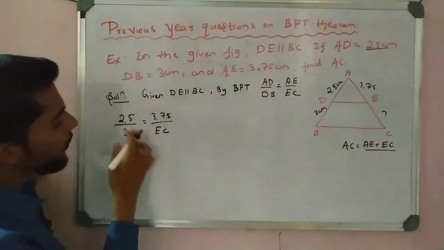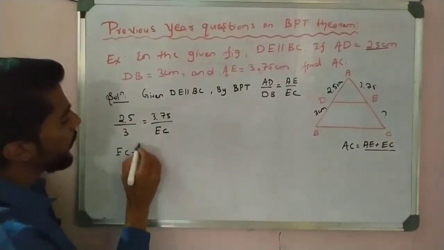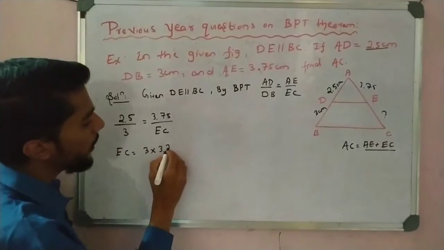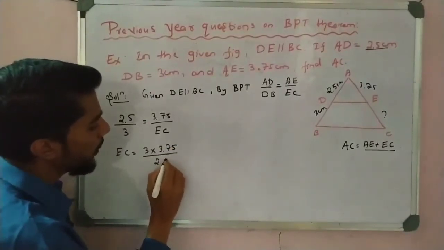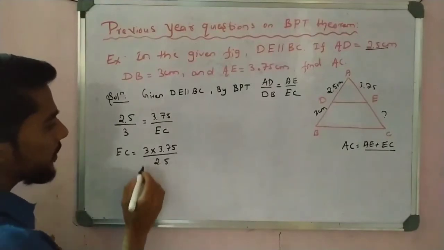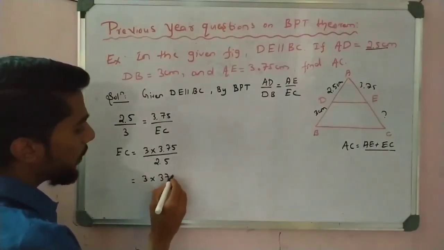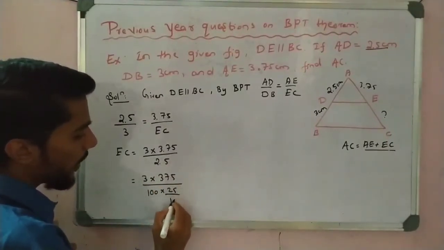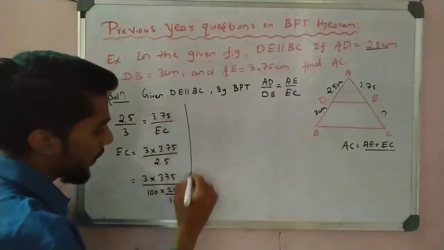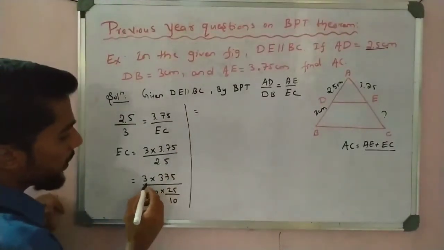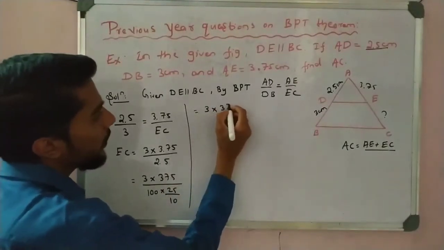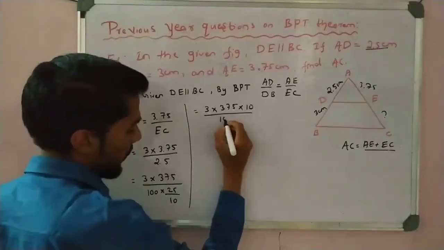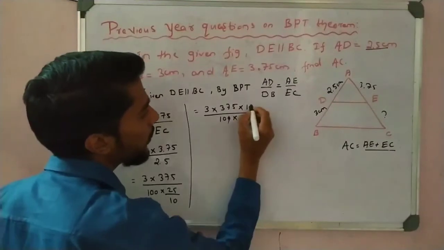Next, cross multiplication. So we get EC is equal to 3 into 3.75 divided by 2.5. Now the calculation: 3.75 is 375 over 100, and 2.5 is 25 over 10. Simplifying, we write 3 into 375 into 10 divided by 100 into 25. The 10 gets cancelled.